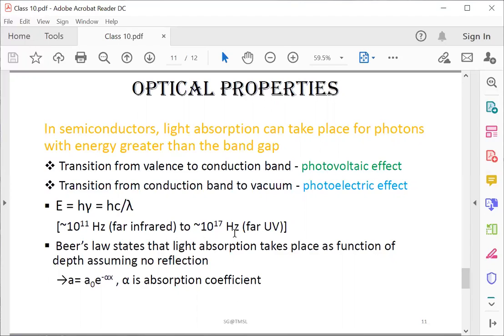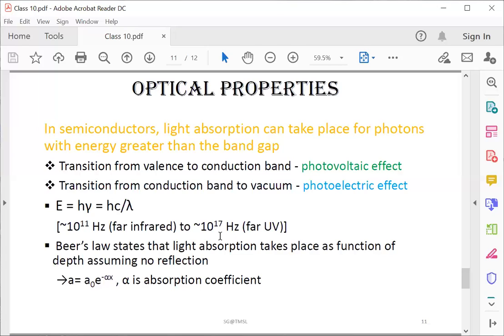There is a law known as Beer's law, which relates to the absorption of radiation in different materials. The absorption is a function of depth. If a photon is incident on a body, first it has to be absorbed, then other effects will show one by one. This absorption is again a function of the depth.